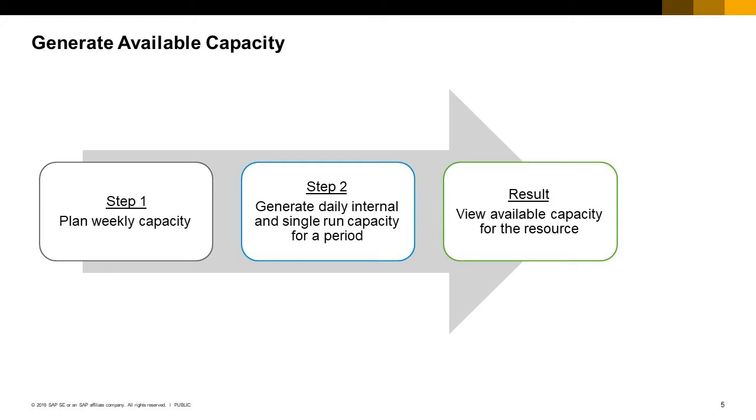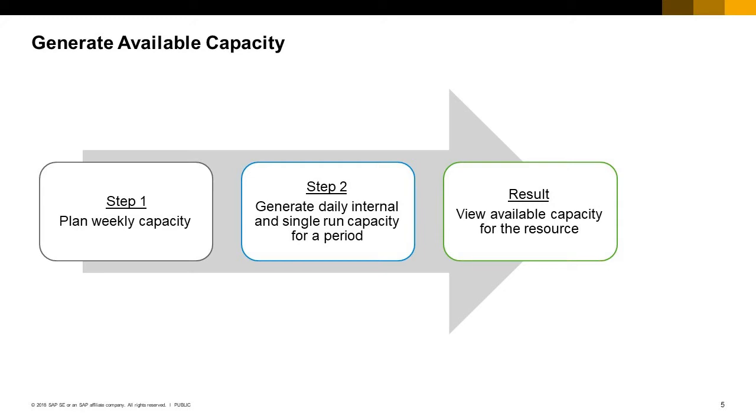There are 2 types of daily capacities that should be defined: internal and single-run capacities. A single-run capacity assumes only one production order can be produced using a certain resource in a certain period. With internal capacity, this kind of limitation is not taken into account. The result of these steps is an available capacity, internal and single-run, that allows you to manage and allocate capacities in the production process.